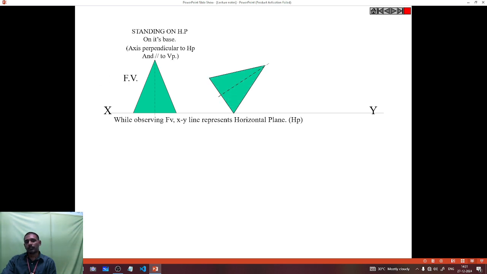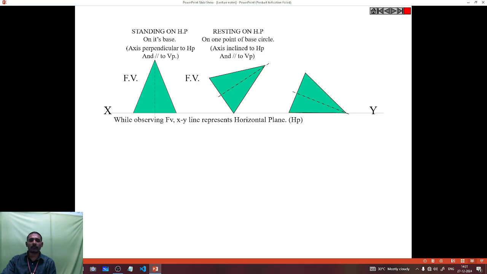Next, the standing position of the particular solid. What does that mean? The pyramid is standing on HP, which is the first image. In addition, the axis is perpendicular to HP and parallel to VP, which means the solid's front view looks like this.